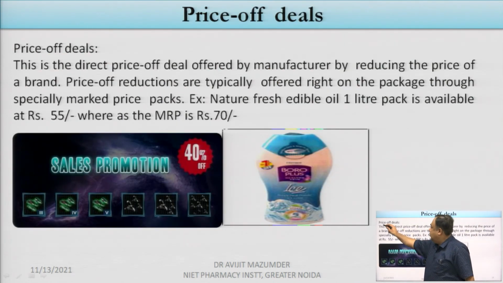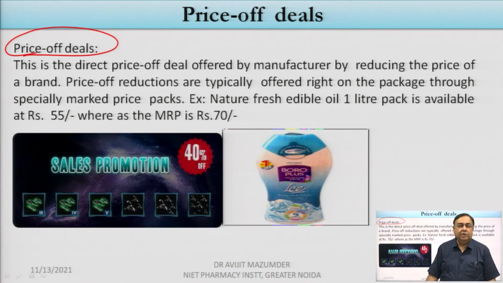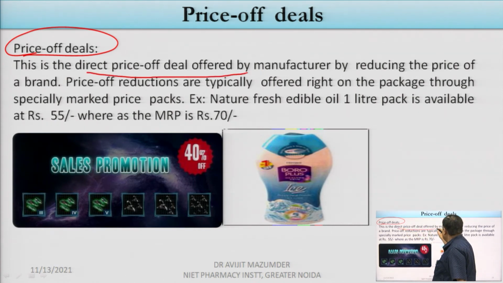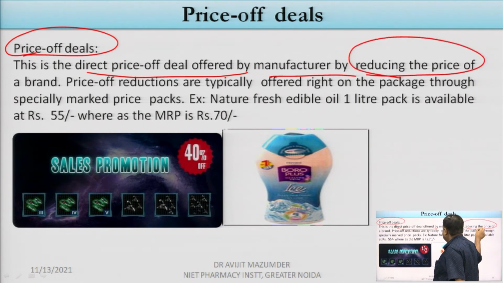Next, we are going on to price off deals. This is a direct price off deal offered by the manufacturer by reducing the price of a product of a particular brand. The price reductions are typically offered right on the package itself. On the package you will get, say, 40% off or rupees 10 off. So, price off deals are the direct price reductions offered by the manufacturer by reducing the price of a brand. Price reductions are typically offered right on the package itself through specially marketed price packs.